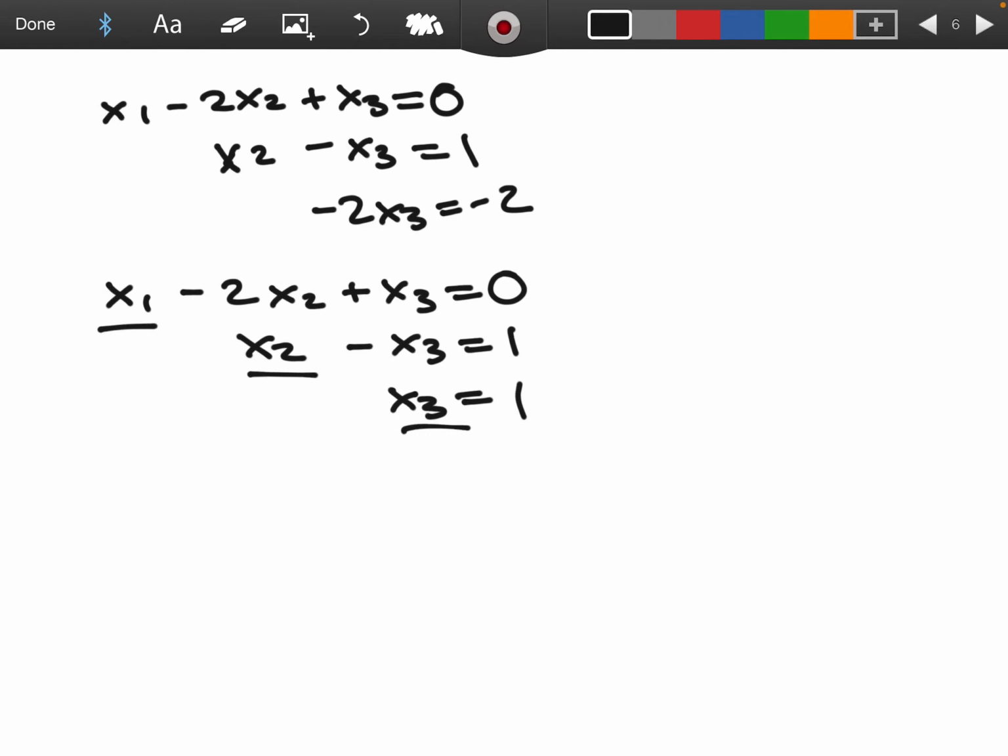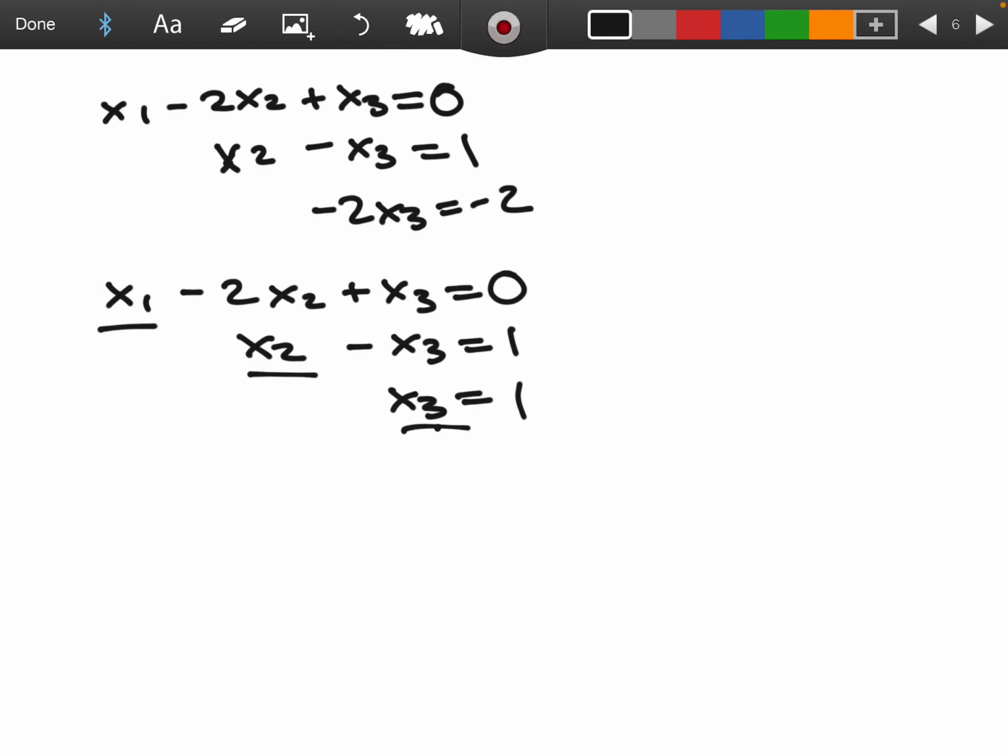But now I need to work bottom up. So I've worked top down, now I need to work bottom up. So I'm going to eliminate x3 from my first and second equations. All I have to do there is take my first equation and subtract my third equation, and take my second equation and add my third equation.